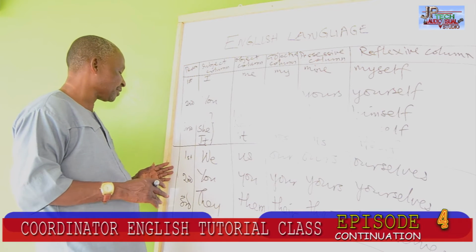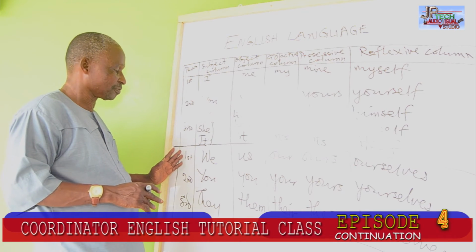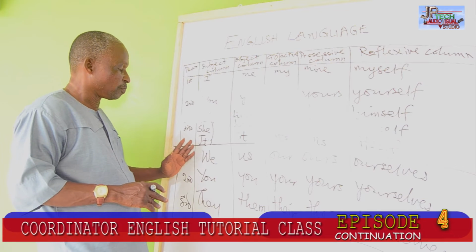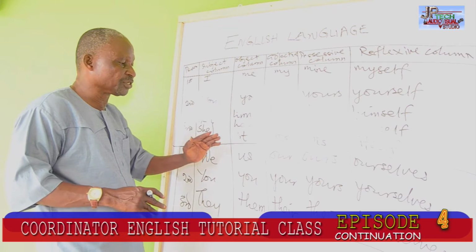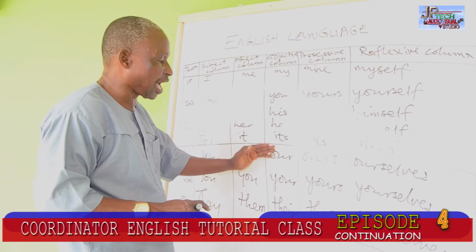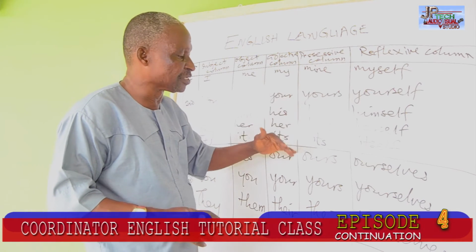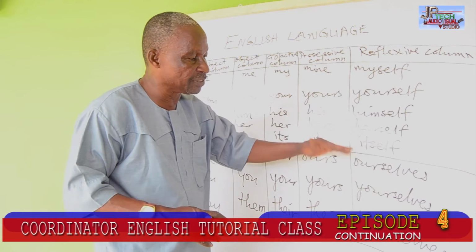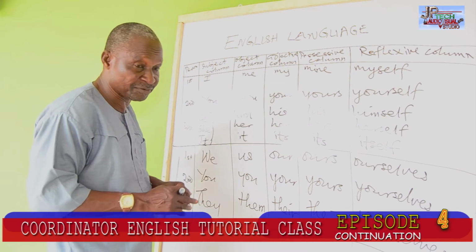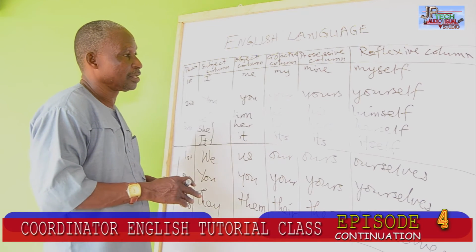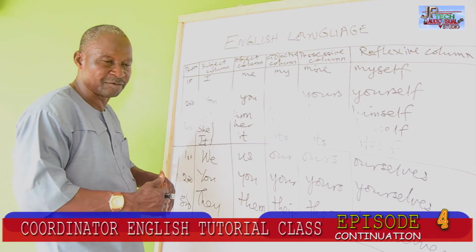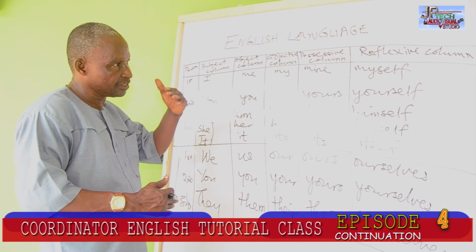The plural aspect. First person. Plural personal pronoun is we. Object is us. Adjective is our. Possessive is ours. Reflexive is ourselves. When you come to the plural aspect, selves is plural, the singular being self.